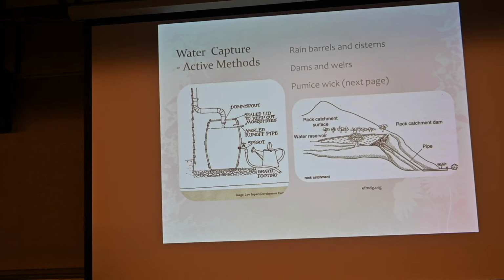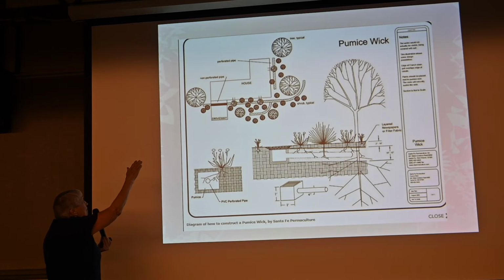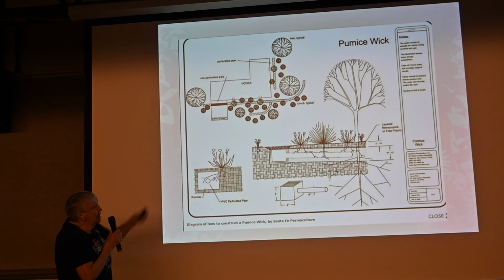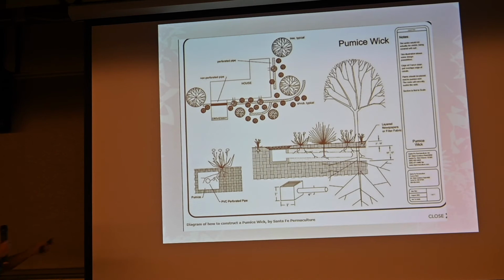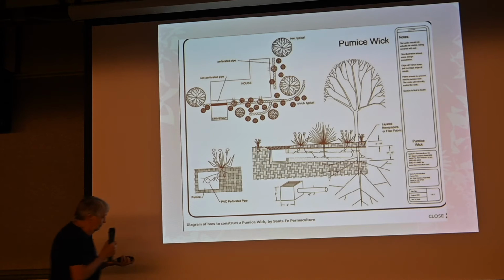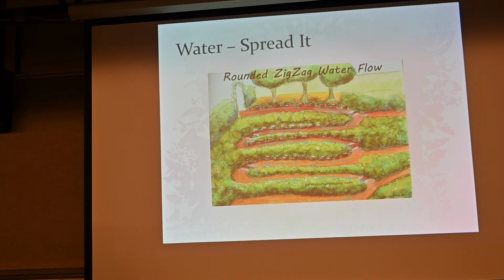Active methods: rain barrels, cisterns, dams, weirs, pumice wick. This shows the rain barrel, it shows a catchment dam, and a pipe leading out of it that has a control at the bottom so you can turn it on and off. And then here's your pumice wick. This is top-down view, front view, end view, and it shows how a pumice wick would work. The material around the pumice wick is the pumice, and this is perforated pipe. But that's a way of watering your property.